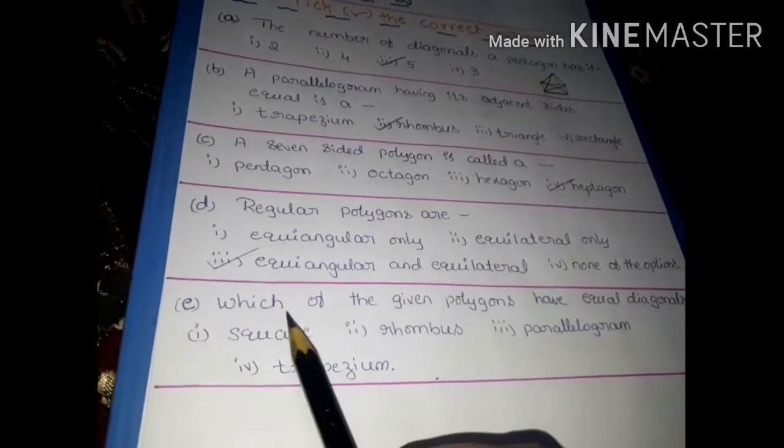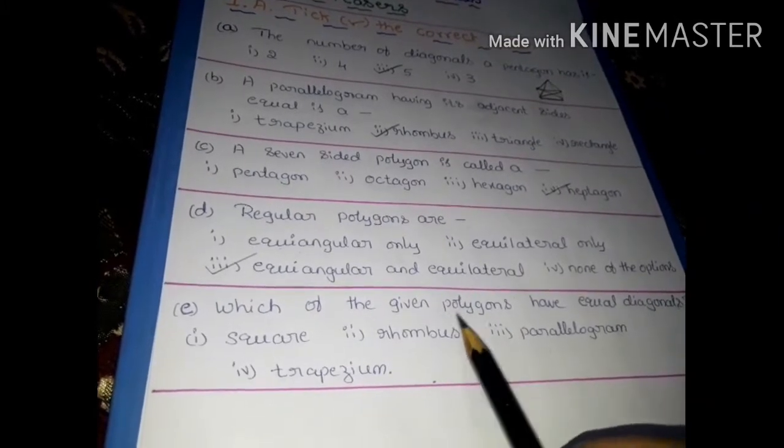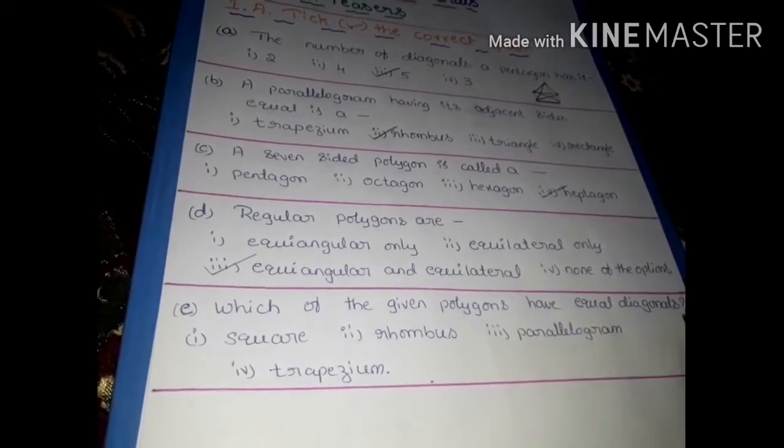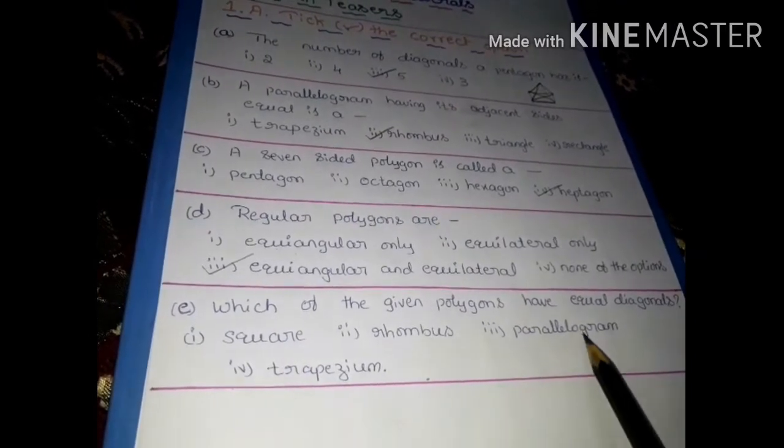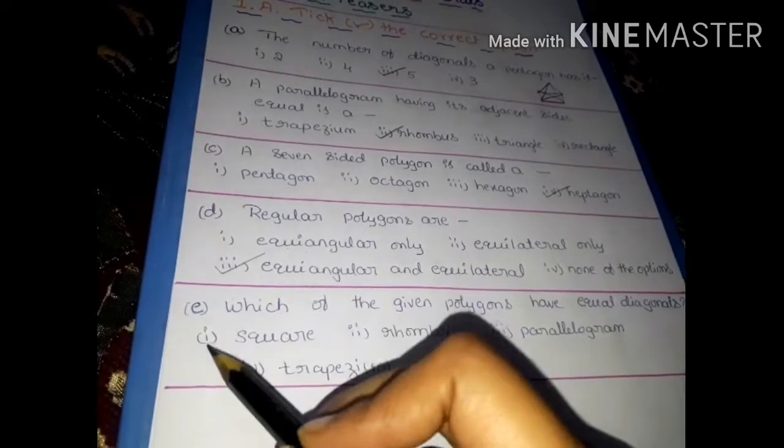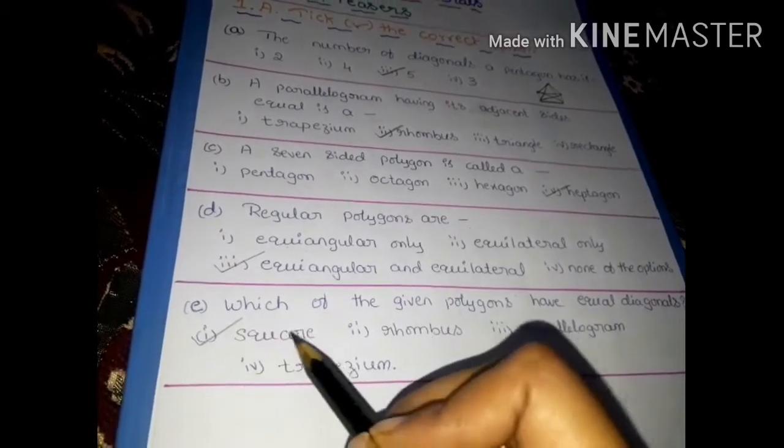Last question from the brain teaser. First main, A main. Which of the given polygons have equal diagonals? Here the options given are square, rhombus, parallelogram, trapezium. In rhombus, parallelogram and trapezium, diagonals are not equal. Only in a square, diagonals are equal and bisect each other at right angles. So the correct option is square.